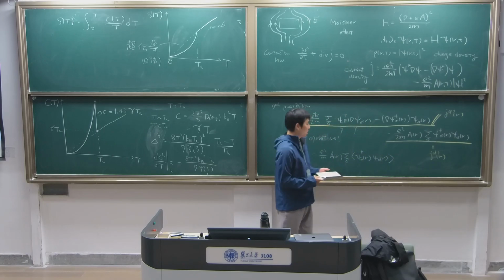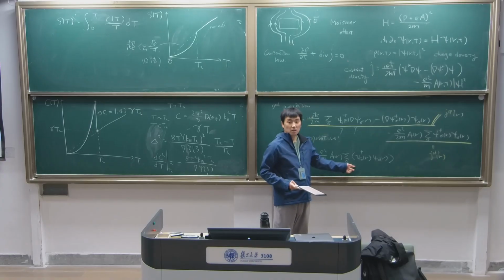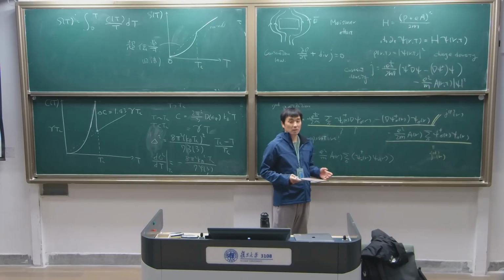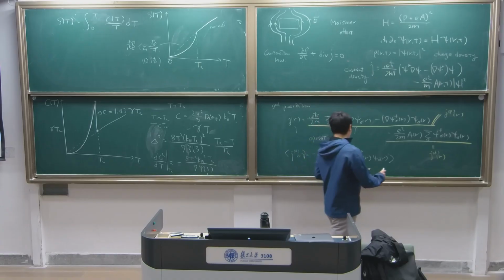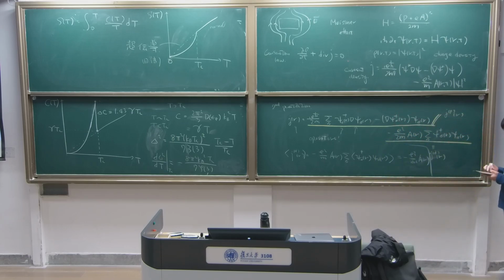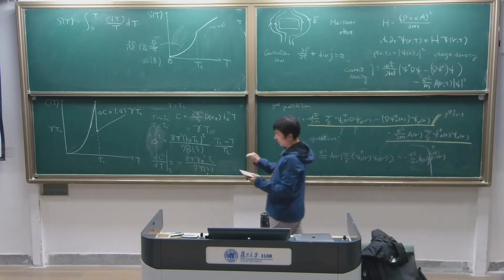And what's this? Yes, number density. We have to sum over all states. Number density, sum over all states is equal to 1. Now, this is not surprising.